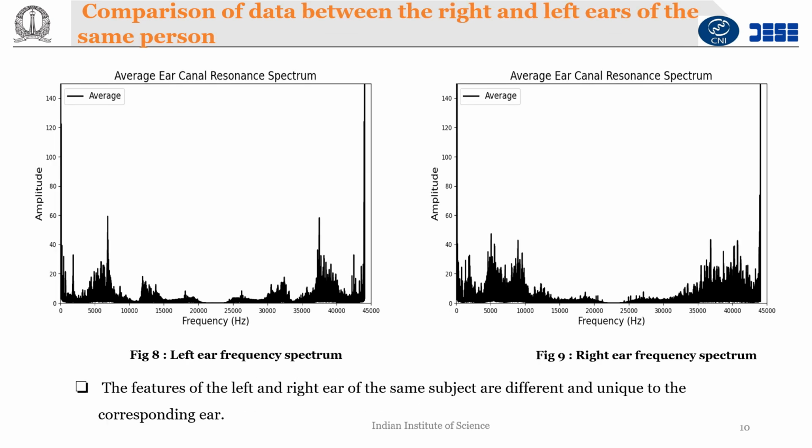Another comparison was, as our 10 fingers have different fingerprints on our hands, similarly our 2 ears' ear canal shapes are different, as we can see in these plots. So the features of the left and right ear canal shape of the same subject are different and unique to the corresponding ear of the subject.